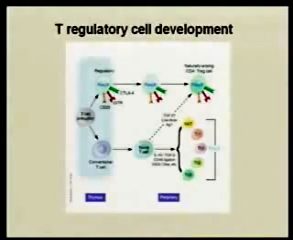The conventional T cell, once it gets into the periphery, in some way, which is not really clear, can actually develop into a T regulatory cell. So the main way is development in the thymus. However, some can develop from naive T cells in the periphery.